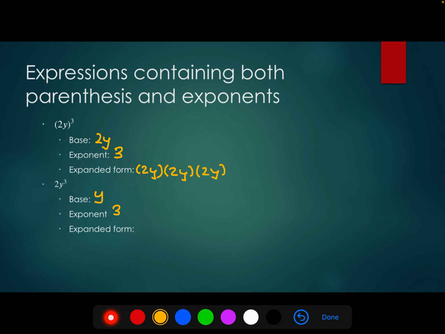So when we write this in expanded form, first we have our coefficient. Our coefficient here is 2, so we want to include that. Next, we have y to the third power, so that's just y times y times y. And that's it. We just expanded from exponential form to expanded form.